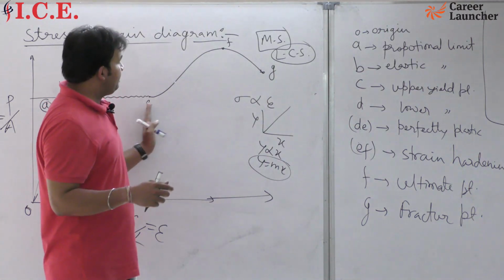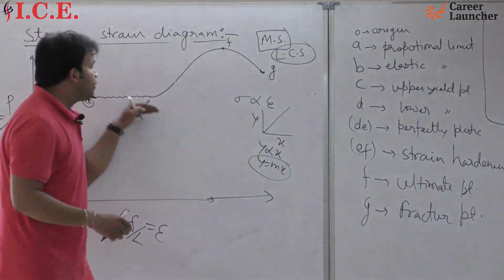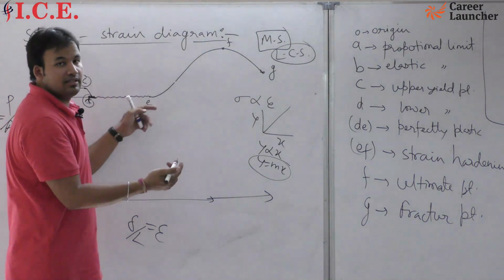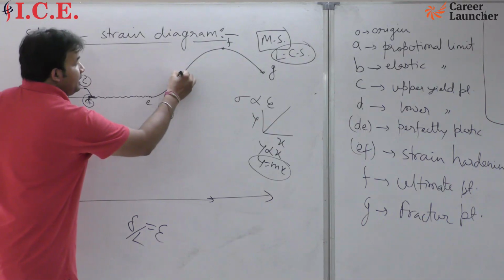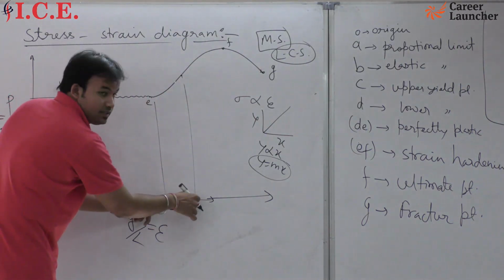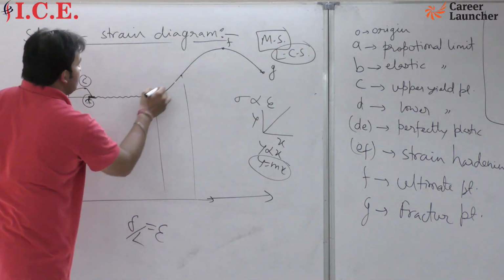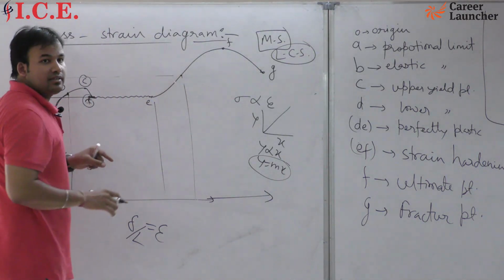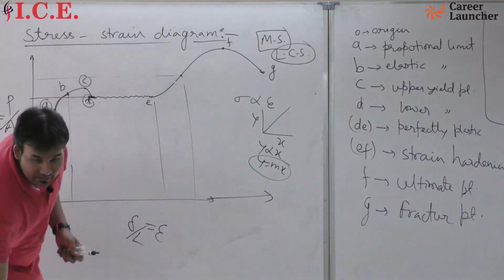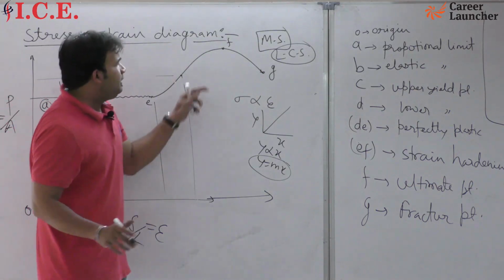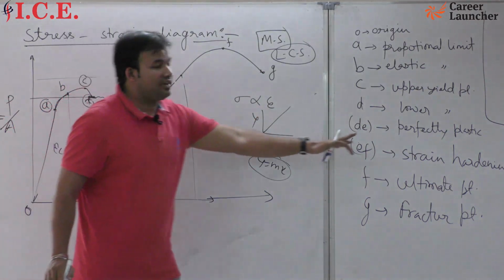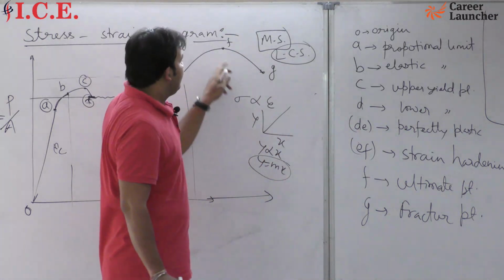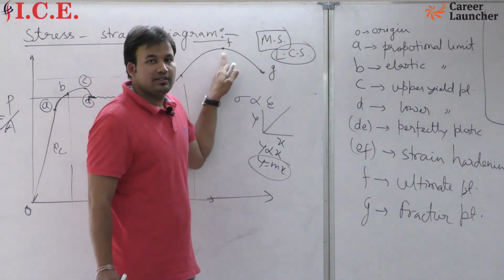So for further deformation or for further load, you will require more stress. यानी अगर आपको इसके बाद अगर यहाँ पे इतना deformation चाहिए after this point, तो you will have to apply a more stress. इतना ज़्यादा stress आपको apply करना पड़ेगा, ठीक है? Now from E to F you will have strain hardening. Okay. Now F is your ultimate point.